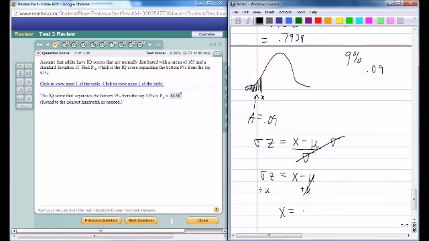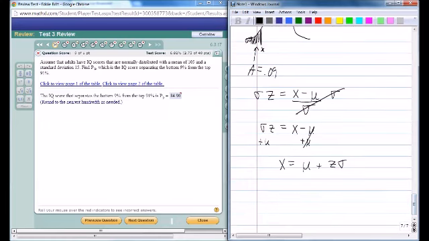So x equals mu plus, I usually write z times sigma, not sigma times z. You can write it either way. So the x value is equal to the mean plus the z-score times the standard deviation.